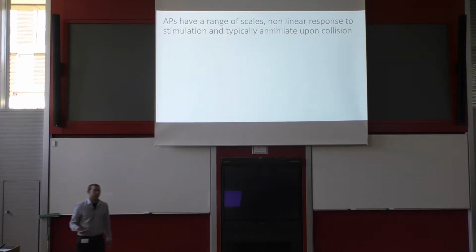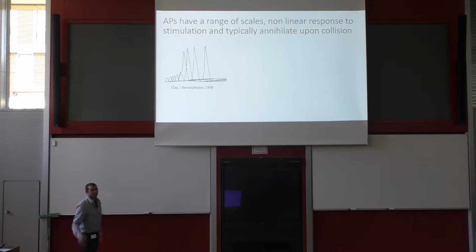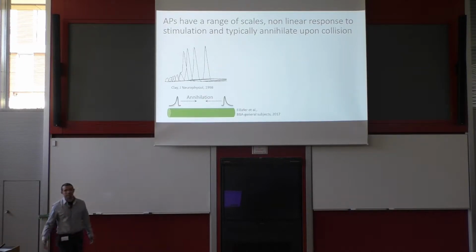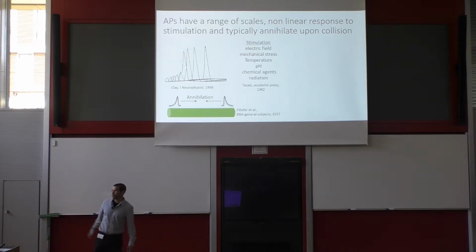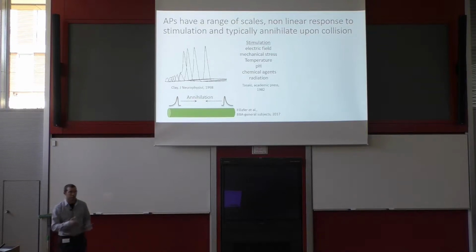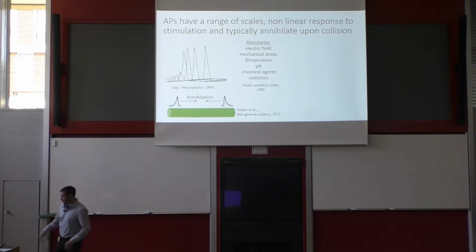Since my main interest is action potentials, let me start by briefly reviewing the key experimental observations of action potentials. The most famous characteristic of action potentials is their sigmoidal response to excitation amplitude. In the biological nomenclature, this is called an all-or-none behavior or a threshold response. Action potentials annihilate upon collision, and you can excite action potentials by many different types of stimulations: injecting electric currents, exciting them mechanically, locally changing the temperature, pH, or other chemical agents, or using light at different wavelengths. I would also like to go over the scales of the phenomenon.